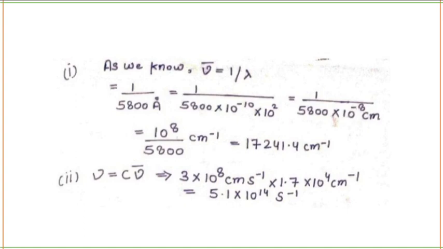The second part is nu is equal to c into nu bar, because you need to calculate the frequency. And you know that frequency is equal to c by lambda, or 1 by lambda is equal to nu bar. So after putting all the values, you will get the answer as 5.1 into 10 to the power 14 second inverse. I hope guys you have understood the concept of electromagnetic waves.